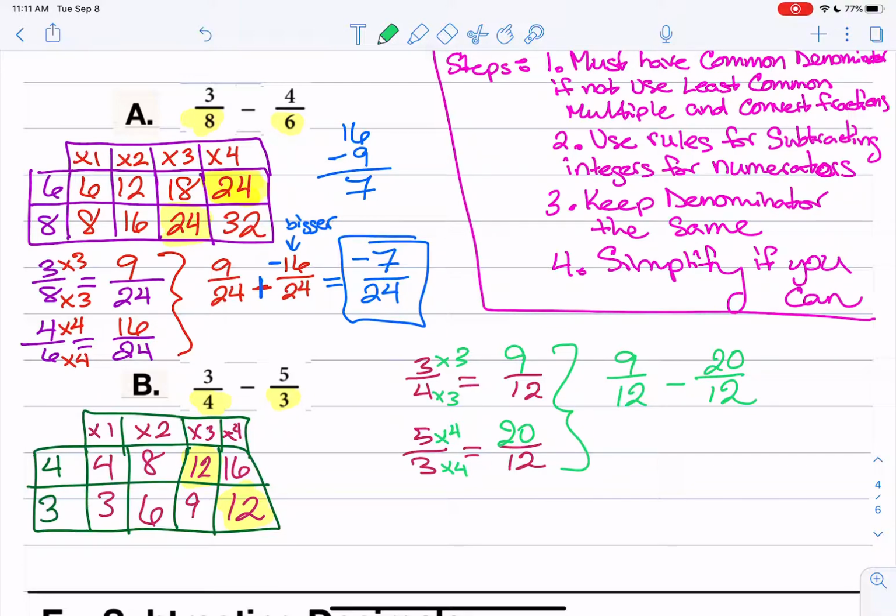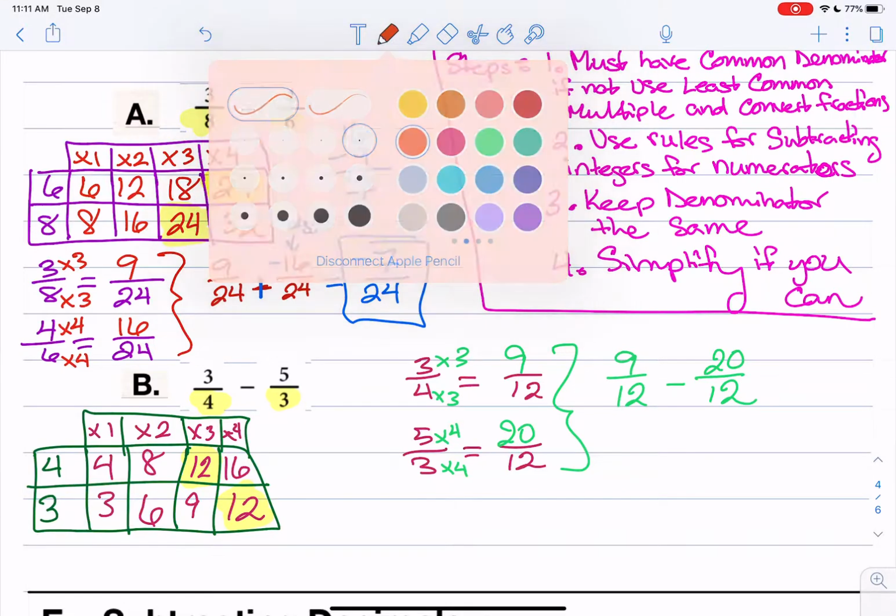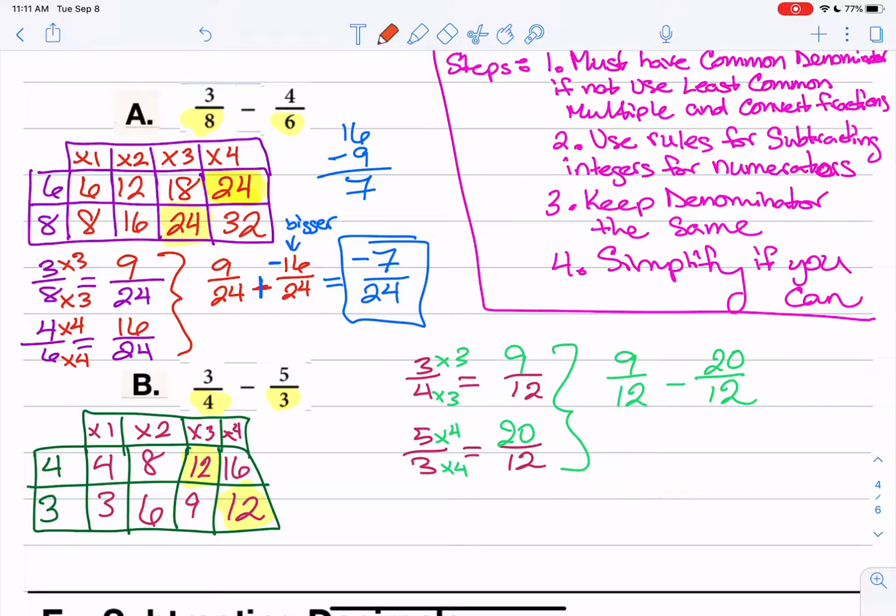Use the rules for subtracting integers for numerators. Okay, so the numerators are the top number. We have 9 minus 20. So if you'll remember, in subtraction, we change the subtraction to addition, and we take that second number and make it have the opposite sign. So we have a positive 20, so this is going to become a negative 20. The 9's positive, the 20 is negative.